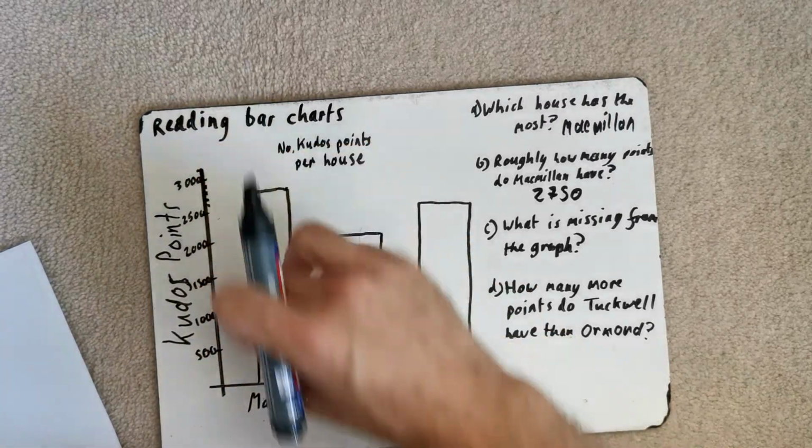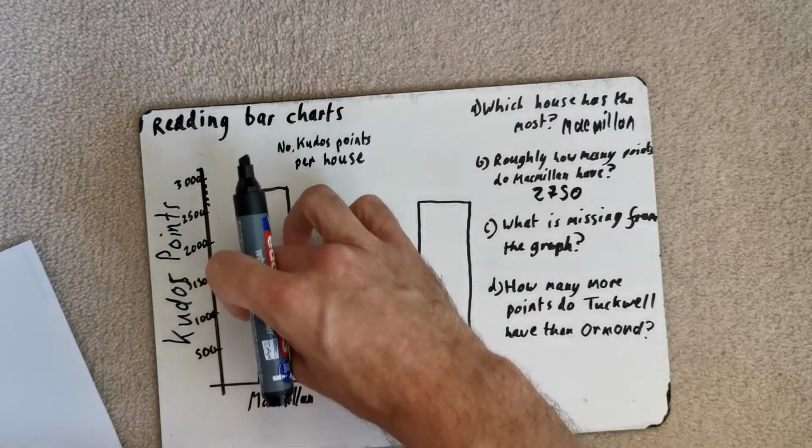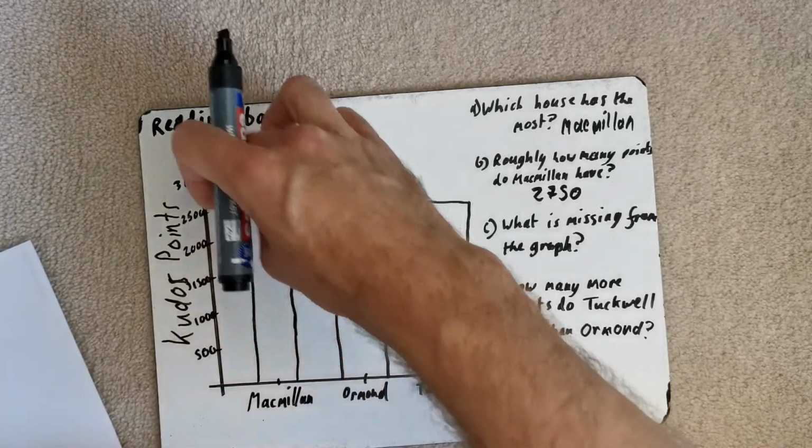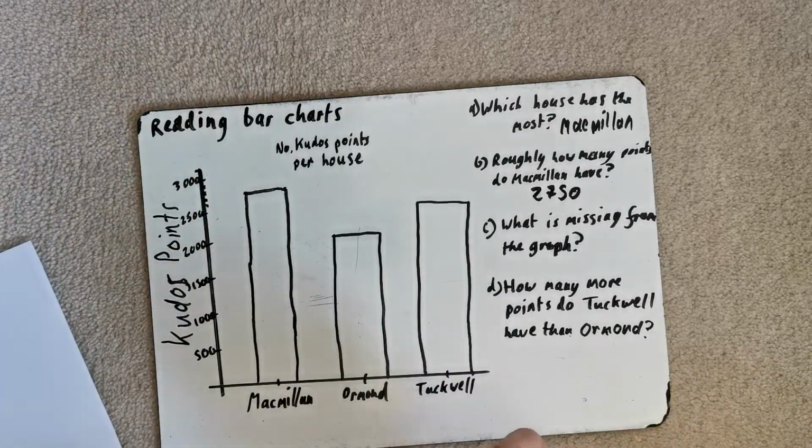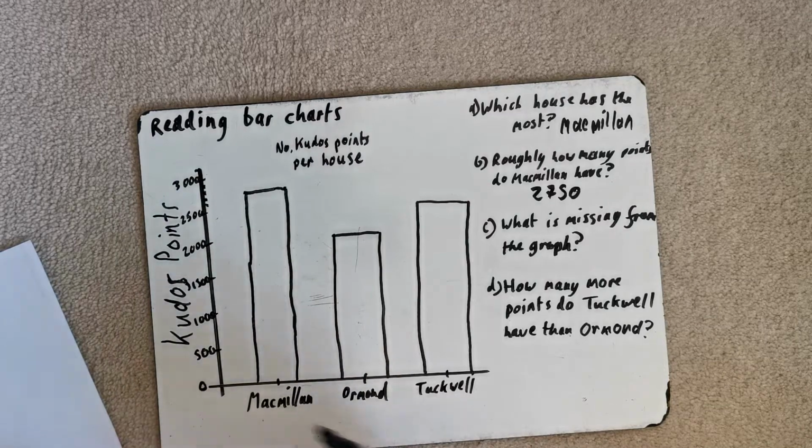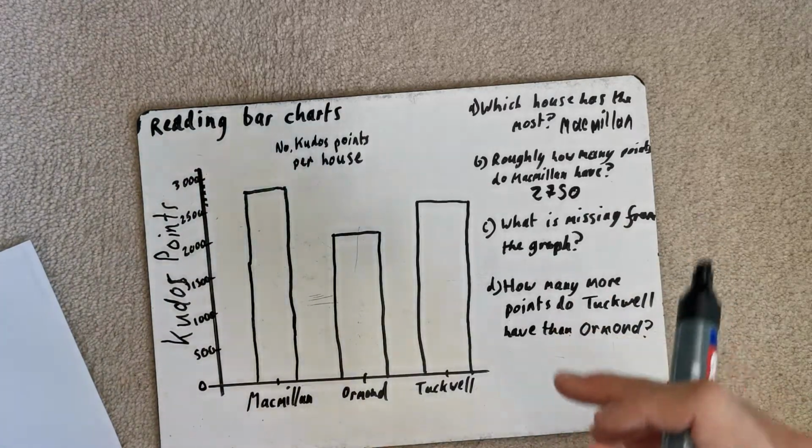This is equally spaced as well. It goes 500, 1,000, 1,500, 2,000, 2,500, 3,000. Goes up in 500 each time. You could say maybe that the zero's missing, but that's just an oversight by me. Okay, if you said that, well done.